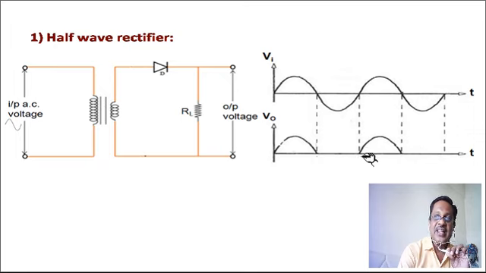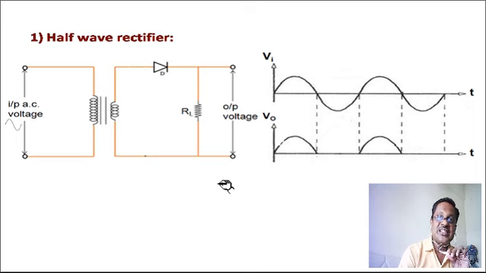So the output voltage is obtained only during the positive half cycle of the AC input voltage. During the negative half cycle, there is no output voltage. Hence, rectification occurs only during the positive half cycle of the input AC voltage, and therefore this rectifier is called the half wave rectifier circuit.